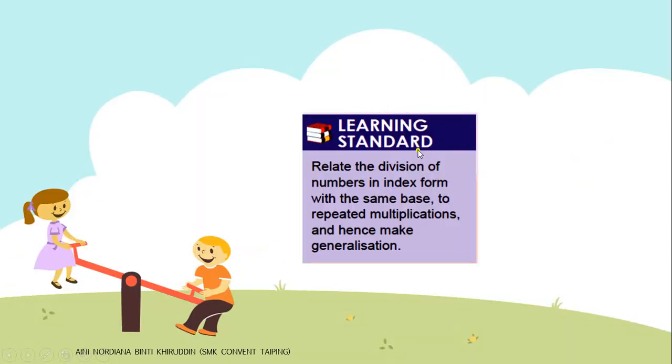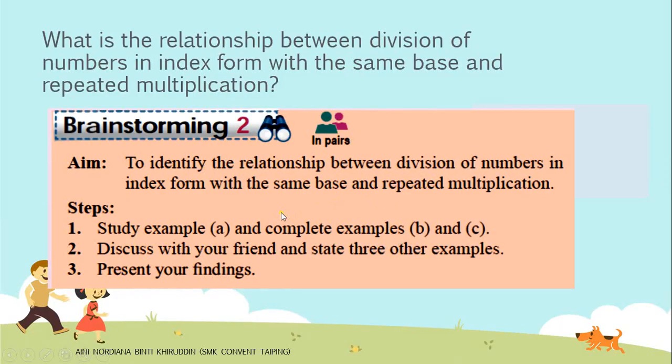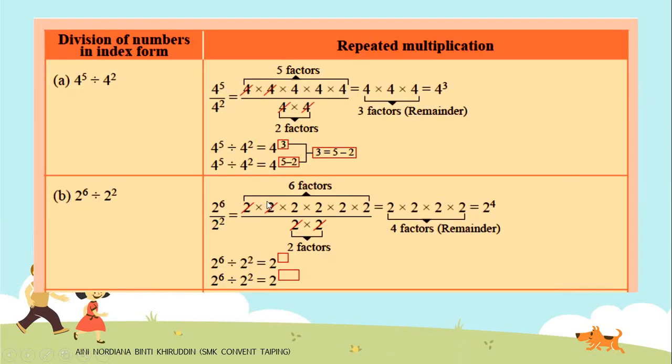Our learning standard for this video is to relate the division of numbers in index form with the same base to repeated multiplication and hence make generalization. Okay, this is brainstorming 2. You can review this in your textbook.